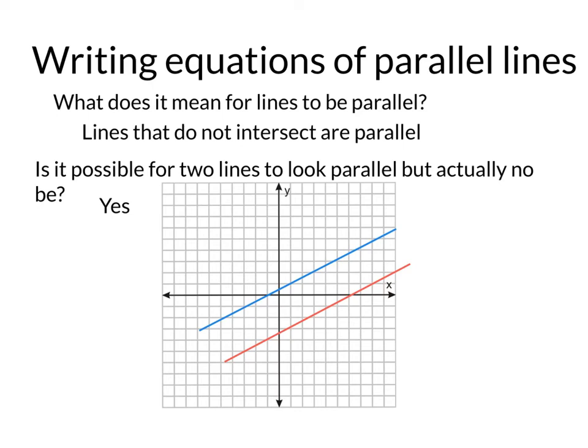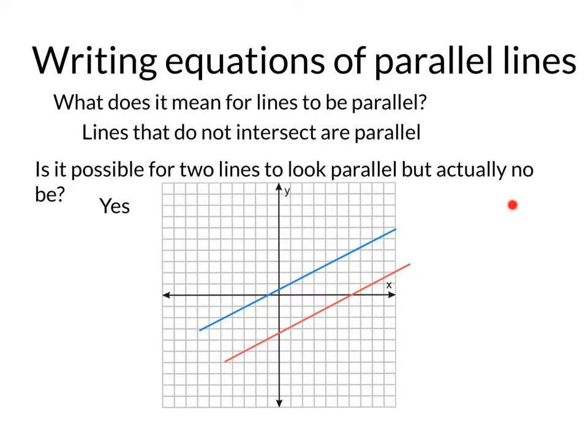We're going to be writing the equations of parallel lines today. So first, let's talk about what it means for two lines to be parallel. Two lines are parallel when they do not intersect at any point. They look like the lines we have below here. We have two lines following the same path, separated from each other, so they're not going to cross.